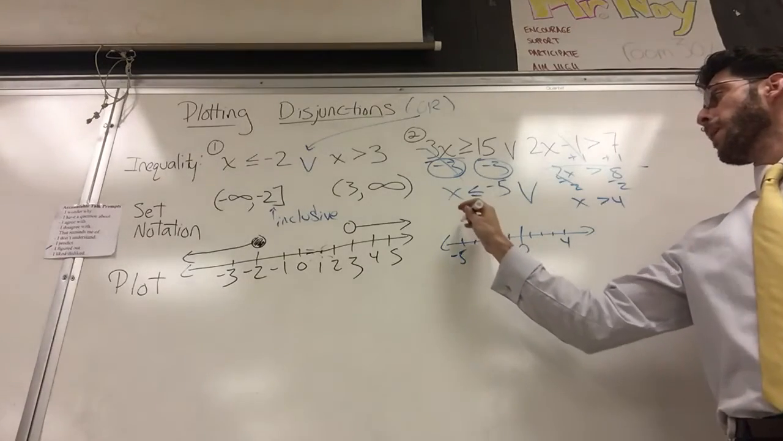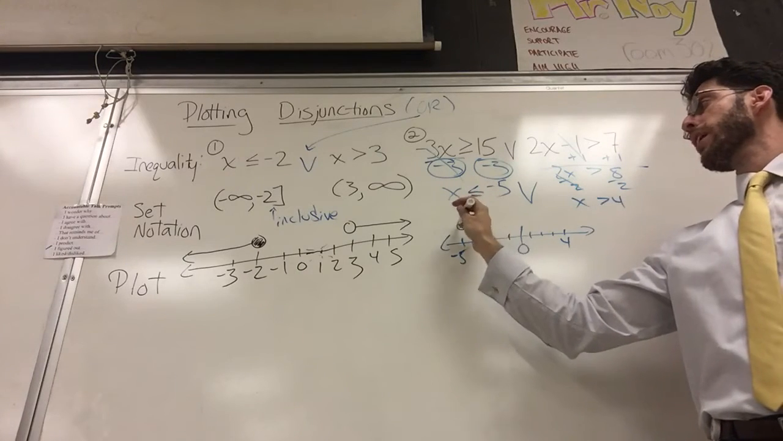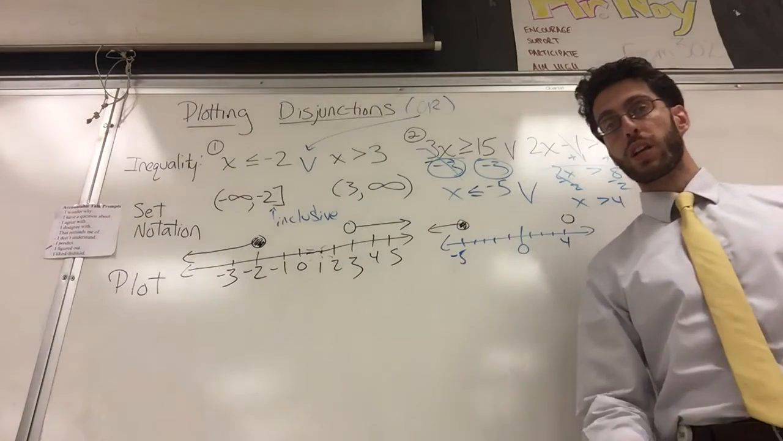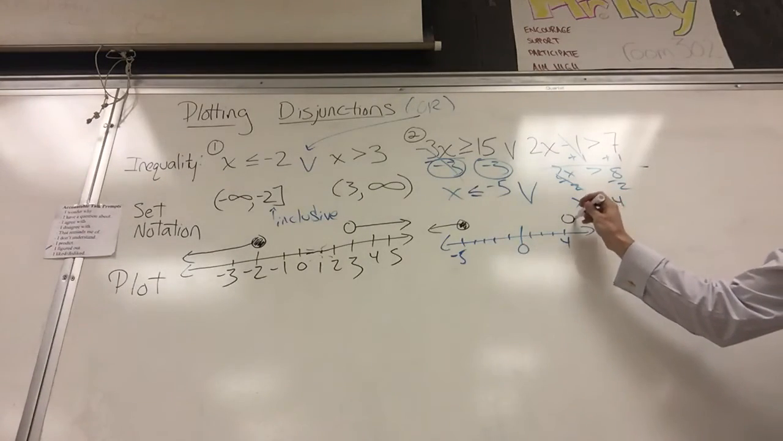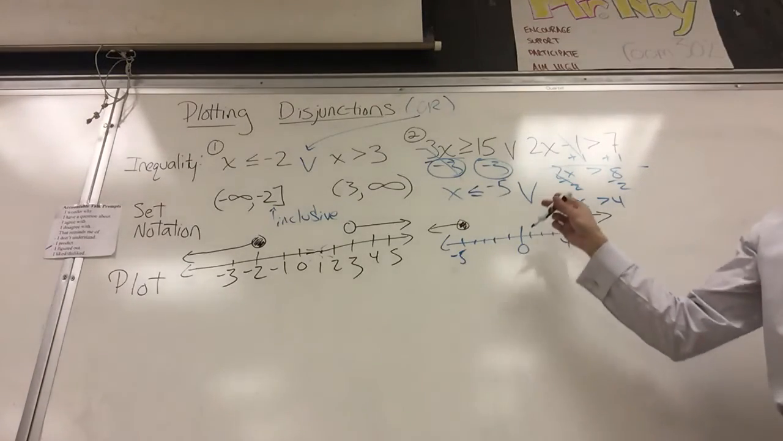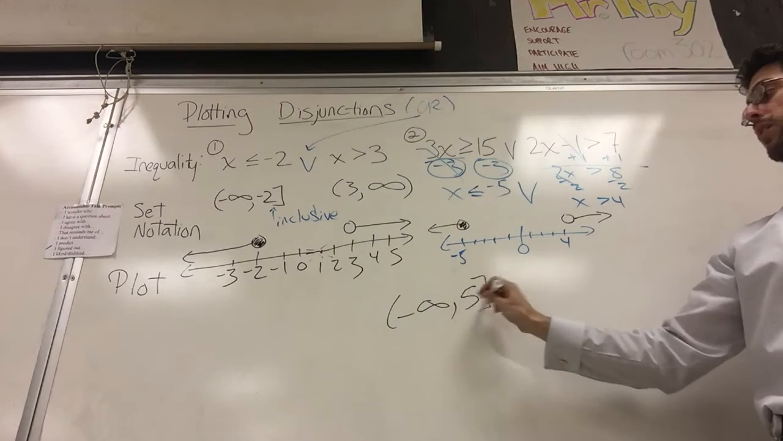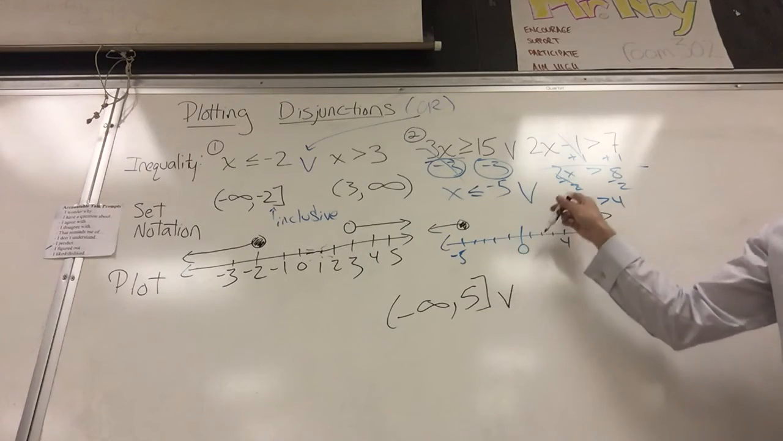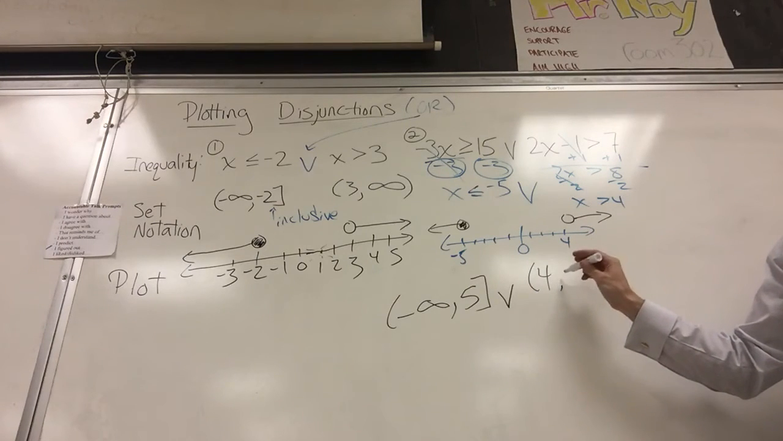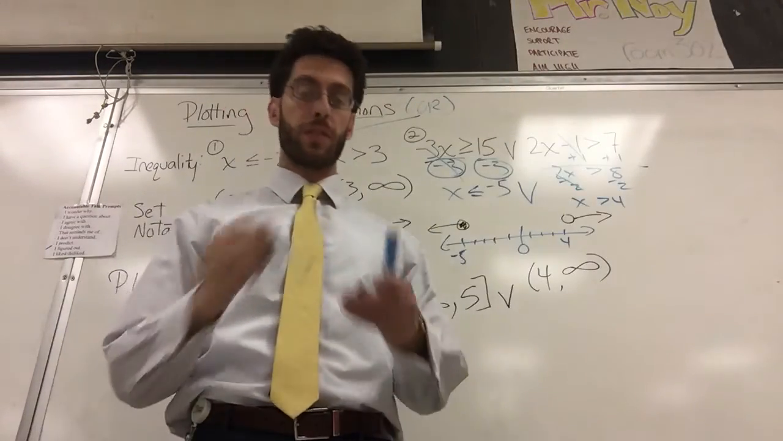So here's my circle above -5. Do I shade it in? Yes. And I go left. Here's my circle above 4. Do I shade it in? No. But I go greater to the right. And there is the graph of a disjunction. If you're curious to see set notation for this, that would be -infinity all the way to 5, include the 5. Or this one goes from 4, don't include the 4, so open parentheses, all the way to positive infinity. Okay? And that is how you do a disjunction.